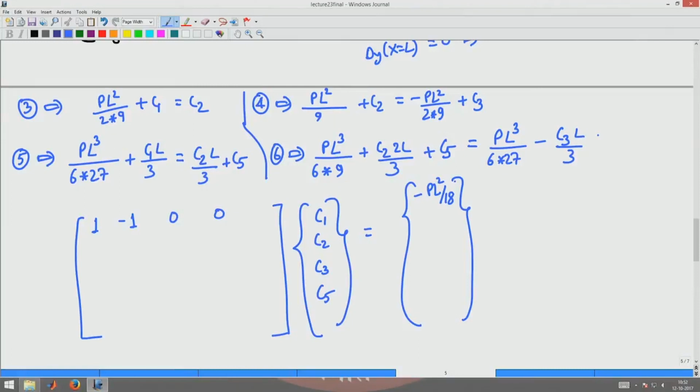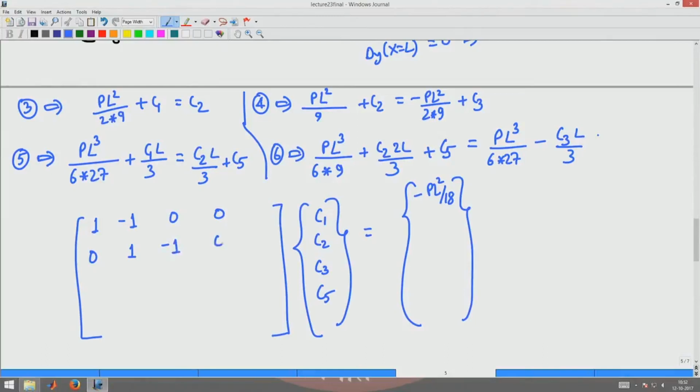Now, equation 4 gives me that the coefficient of C1 is 0, I bring C3 to the side of C2. So, the C2 coefficient is 1, the C3 coefficient is minus 1.